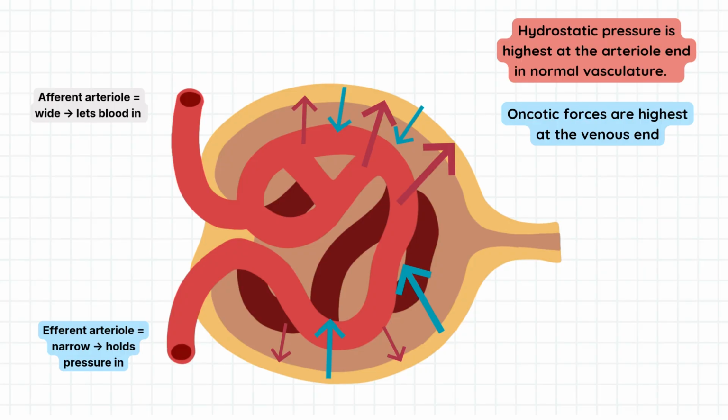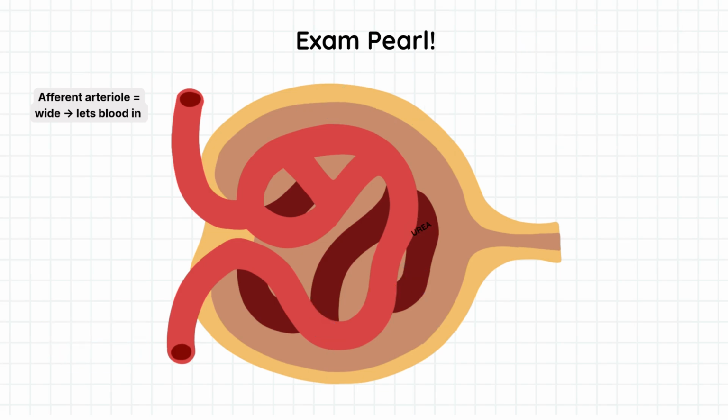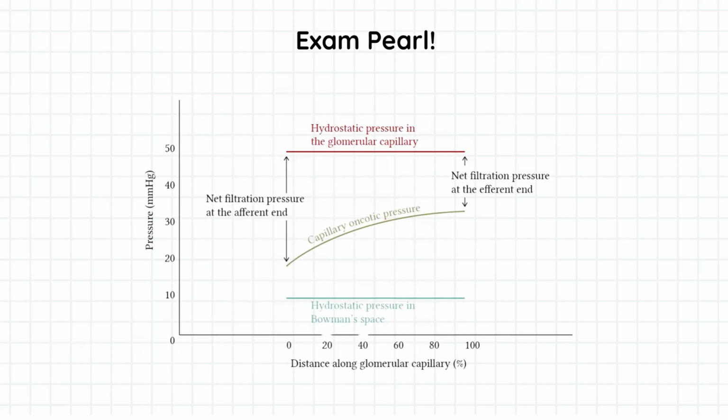What matters, though, is the balance. Under normal circumstances, the pushing force from glomerular hydrostatic pressure is stronger than the combined pulling force of oncotic pressure plus the back pressure from Bowman's capsule. That's why filtration happens. One really good point, and this is something examiners love, is that oncotic pressure inside the glomerular capillary actually increases along its length. As fluid gets filtered out, the proteins become more concentrated, so the pull back into the capillary gradually gets stronger. Even so, the overall balance still favours filtration across the whole glomerulus.